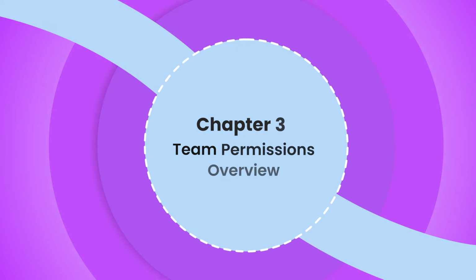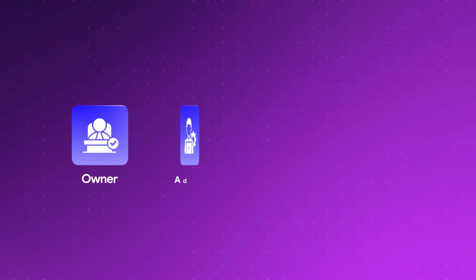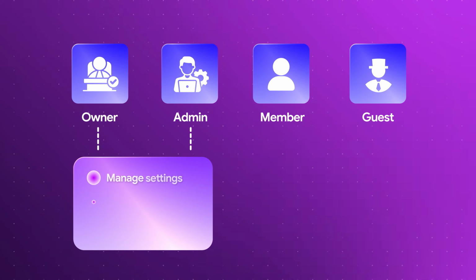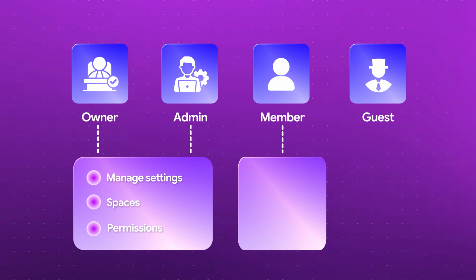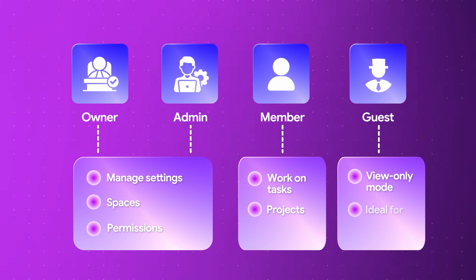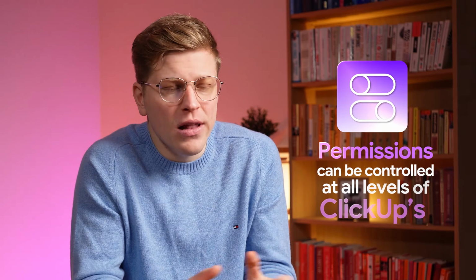Chapter 3. Team Permissions Overview. ClickUp has different permission levels depending on whether someone is an owner, an admin, a member, or a guest. Owners and admins can manage settings, spaces, and permissions. Members can work on tasks and projects. Guests are in view-only mode by default and are ideal for clients. You can give them access to specific lists or folders without exposing your entire workspace. With the exception of individual tasks, permissions can be controlled at all levels of ClickUp's hierarchy. The flexibility of the permission structure is one of ClickUp's biggest strengths for teams and agencies with lots of moving parts.